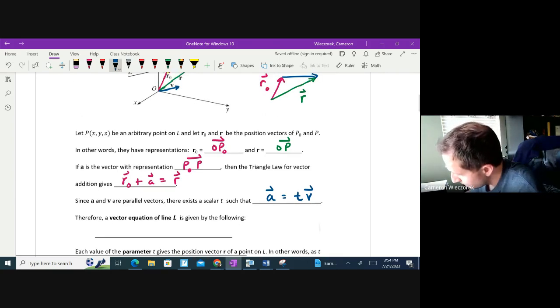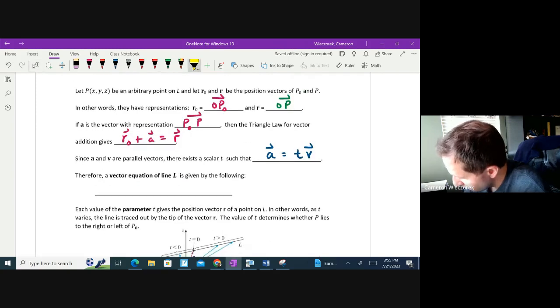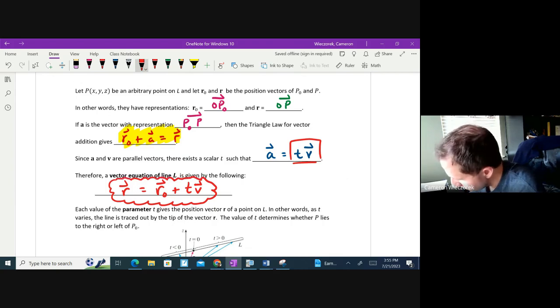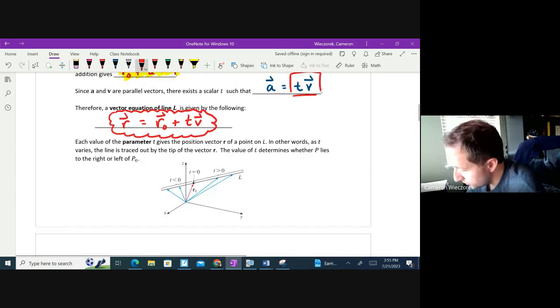So putting it all together, if we look at our little equation that we created here, if I rearrange R0 plus A equals R, I would get R equals R sub 0 plus, we said that A is equal to a scalar multiple times V. And so we can substitute in tV for A. So this right here would be our vector equation of that line. Okay. And every single value of that parameter t is just going to end up giving you a different point on that line.